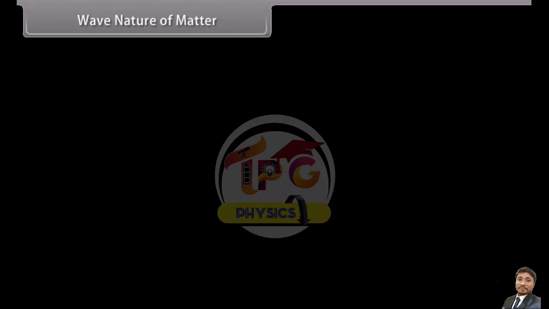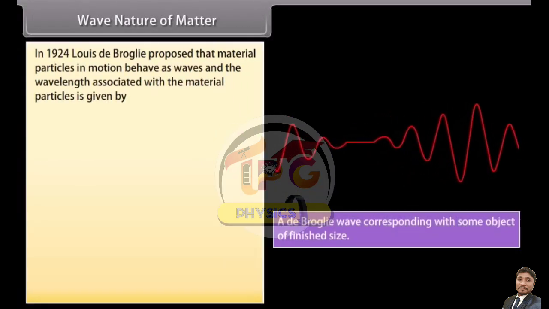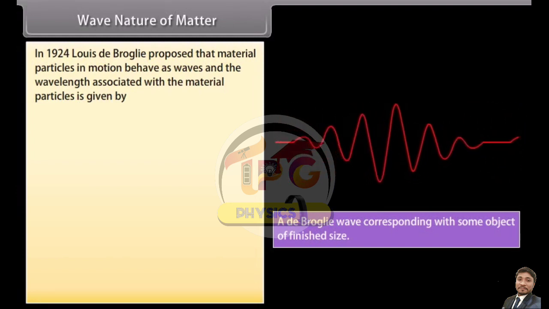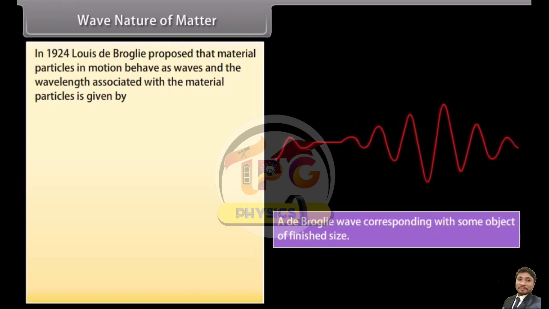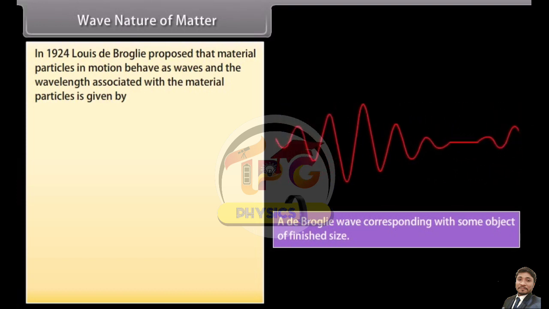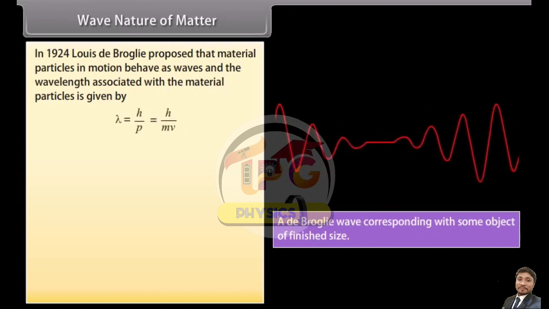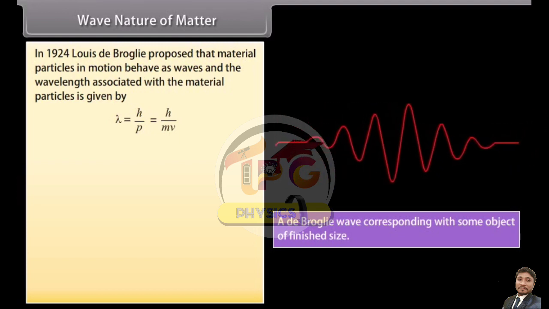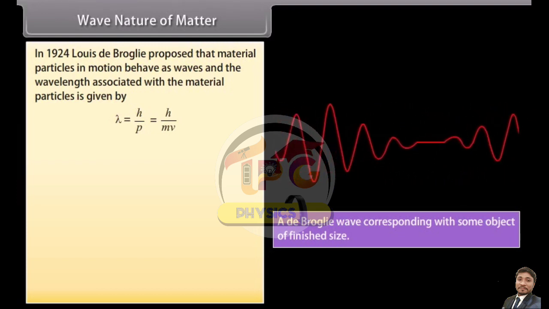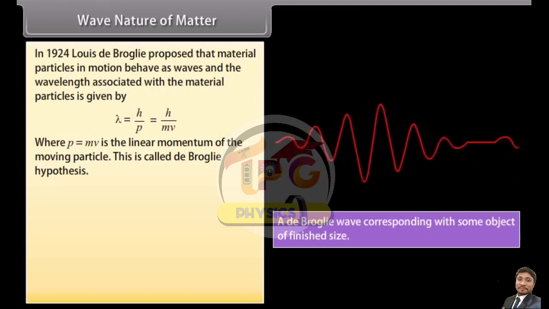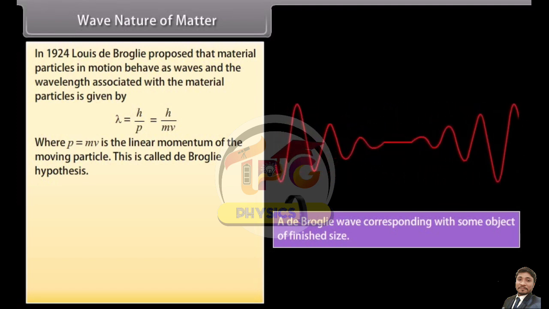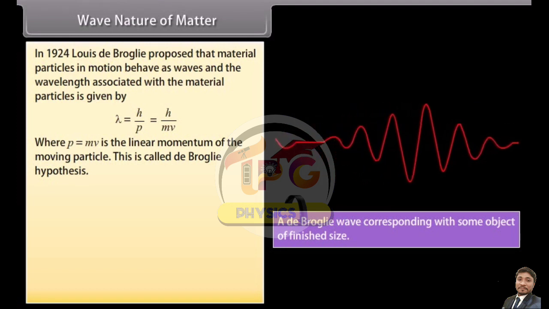Wave nature of matter. In 1924, Louis de Broglie proposed that material particles in motion behave as waves, and the wavelength associated with the material particles is given by lambda = h/p = h/mv, where p = mv is the linear momentum of the moving particle. This is called the de Broglie hypothesis.